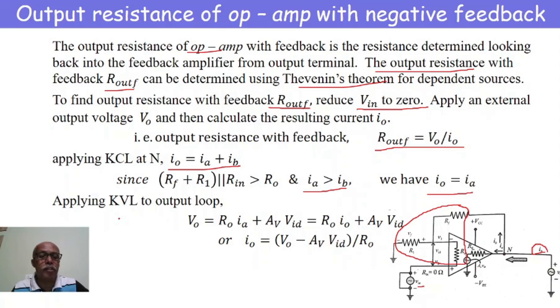Similarly, we apply Kirchhoff's voltage law to the output loop or output mesh. That gives V naught equal to I naught into R naught plus AV into VID, that is, V naught equals R naught into I naught plus AV into VID, since I naught equals IA. Rewriting, I naught is equal to V naught minus AV into VID, whole divided by R naught. This is the output current.